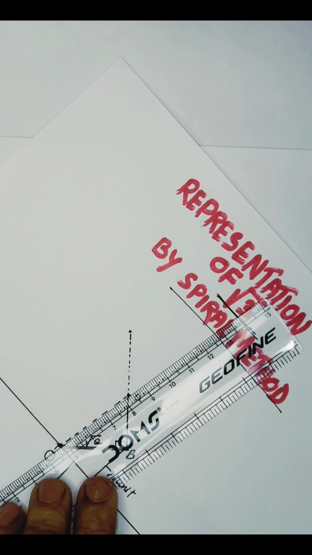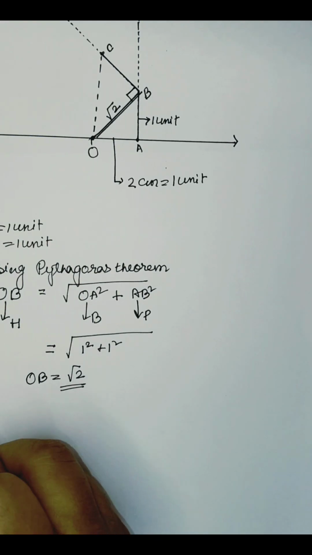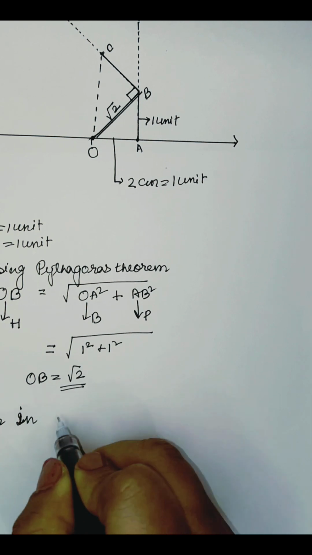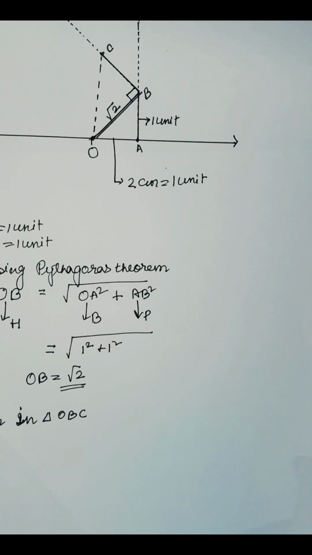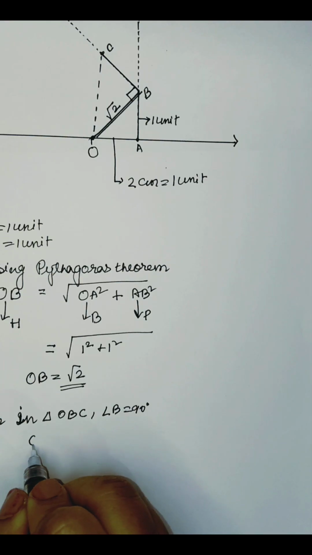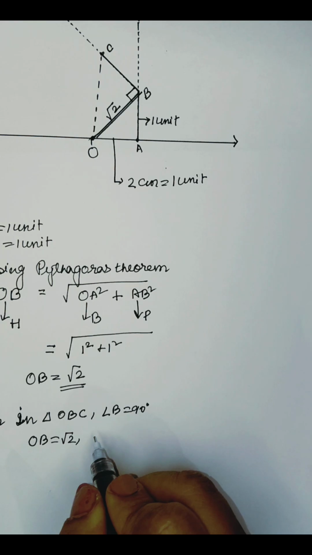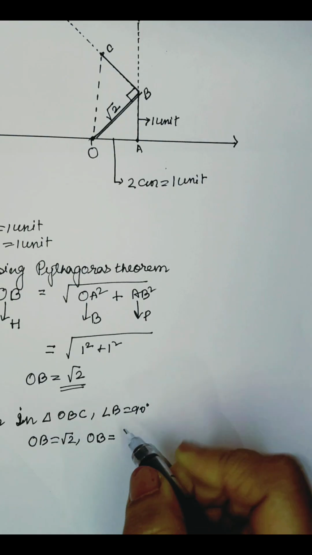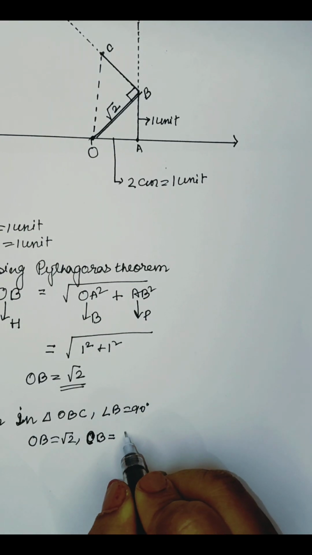In triangle OBC, we can say that angle B is equal to 90 degree. And OB, which is the base, equals root 2 units, and BC will be equal to 1 unit. Sorry, it will be BC, not OB. BC, or CB, equals 1 unit.